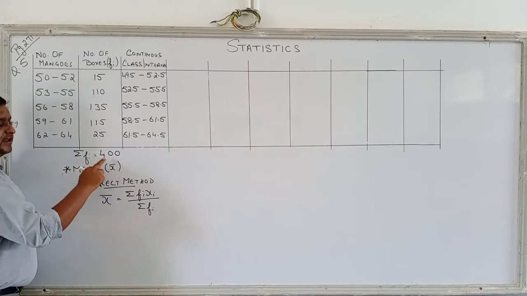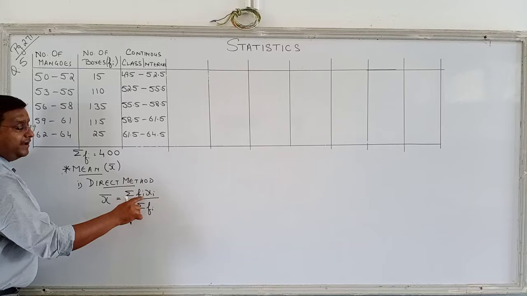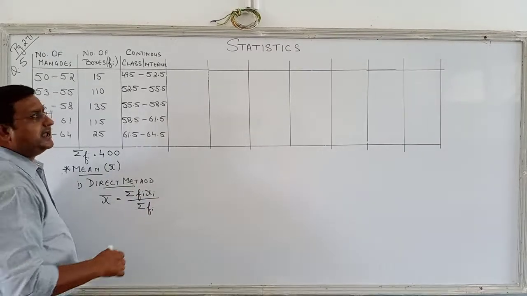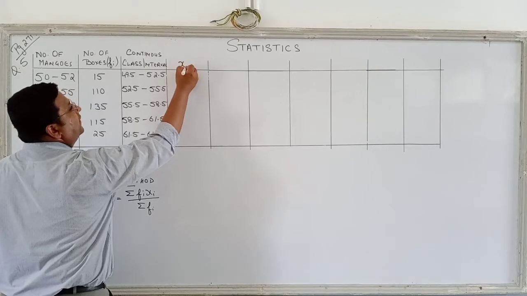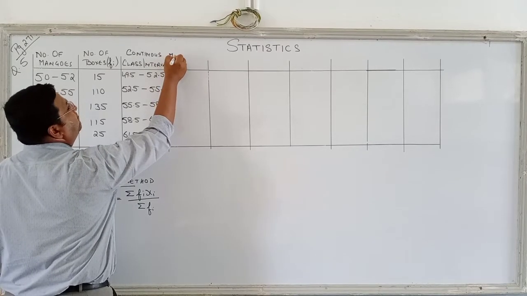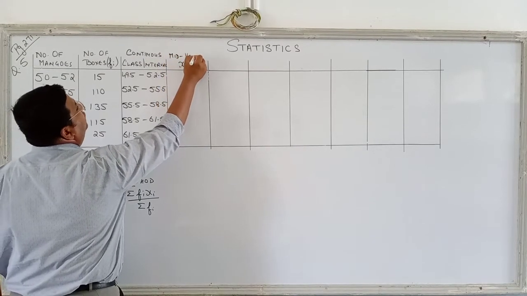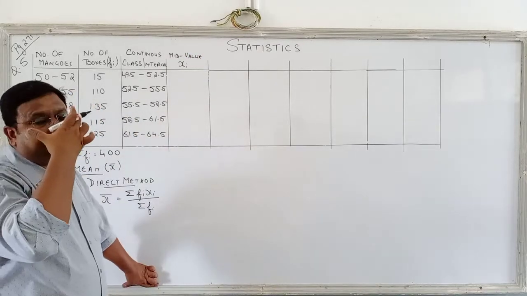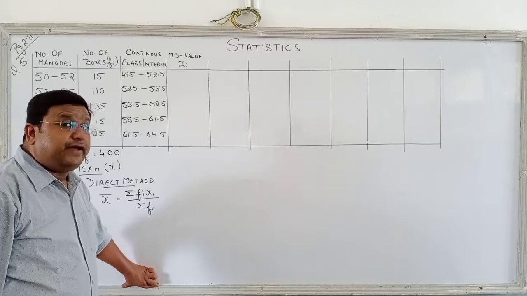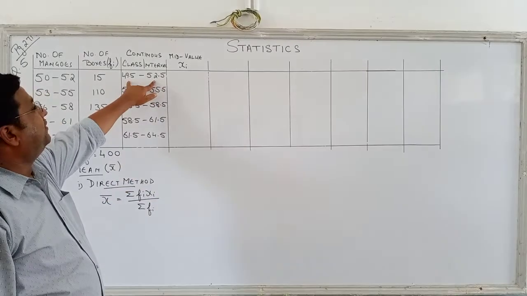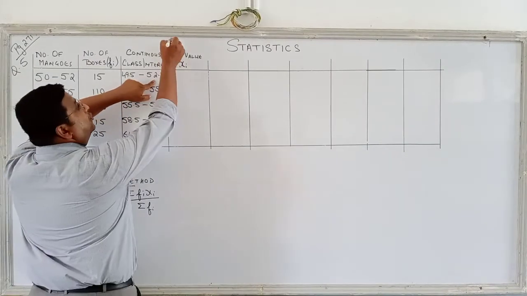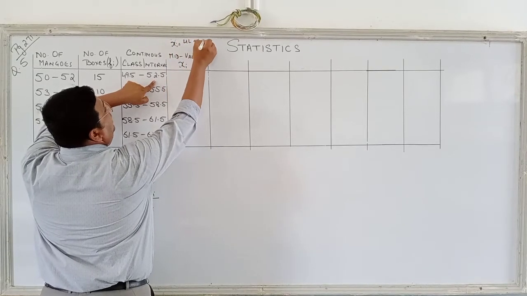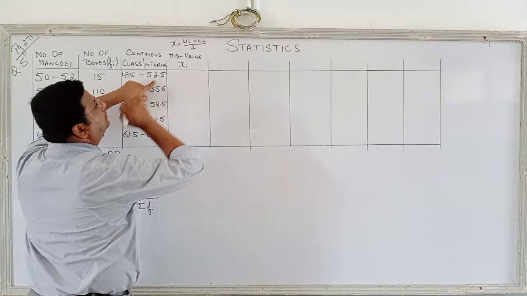Can you see sigma fi? We already have 400. We have to find fi into xi. But the problem is that where is xi? So our next column will be of xi. And what is xi? Mid value of the class. You have done this in class 9. To check over here mid value. How do we find mid value? Xi is equal to upper limit plus lower limit divided by 2.